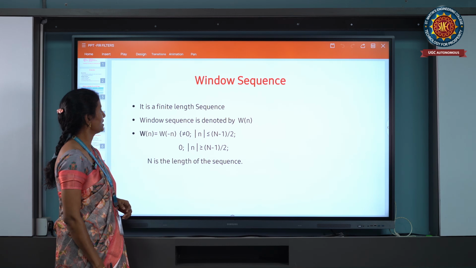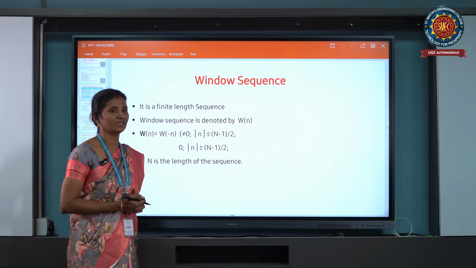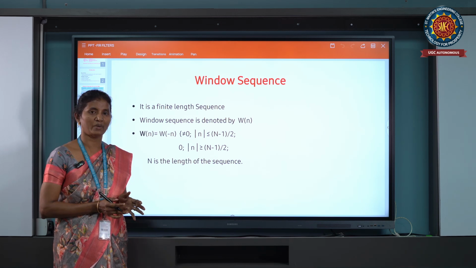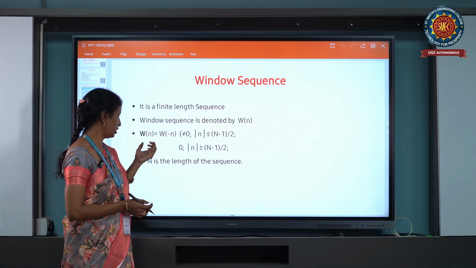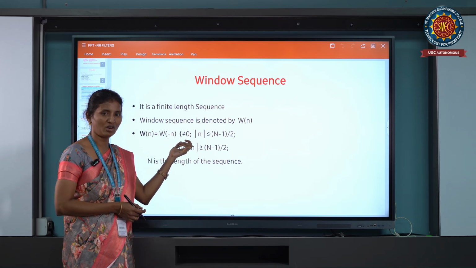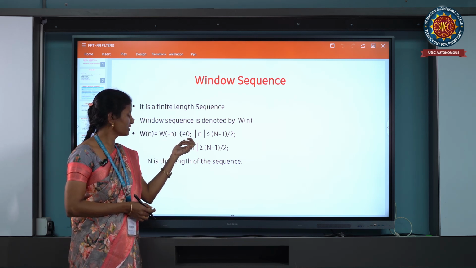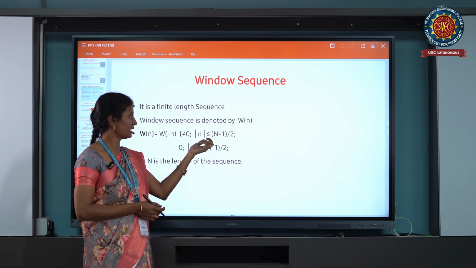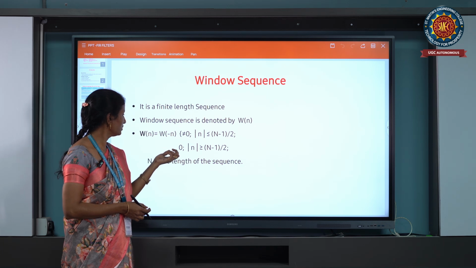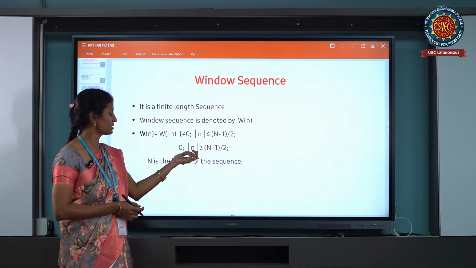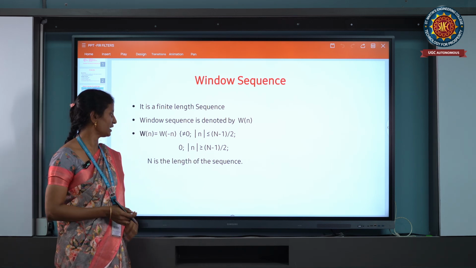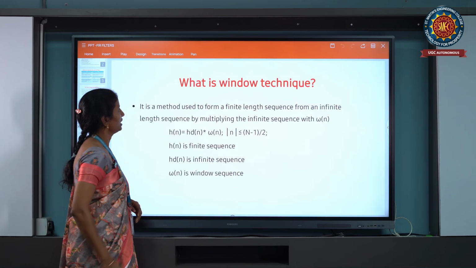What is a windowing sequence? It is a finite length sequence, denoted by W of n. W of n is equal to W of minus n, and it is not equal to 0 for modulus of n less than or equal to (N minus 1) by 2. For other n, W of n is equal to 0, for modulus of n greater than (N minus 1) by 2. Here capital N is the length of the sequence.